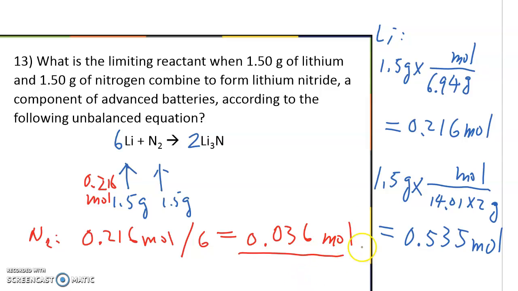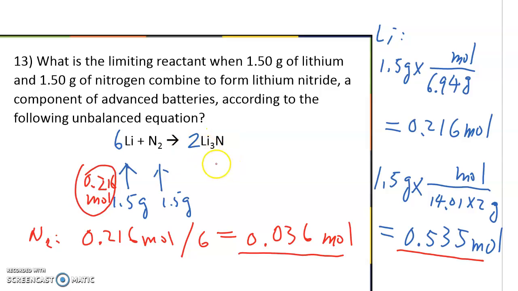What do I have now? I have 0.0535. So I have more than what I need. That means the nitrogen is in excess. In other words, the lithium is the limiting reactant. Okay, so now we know this is the limiting reactant and we know that many moles.